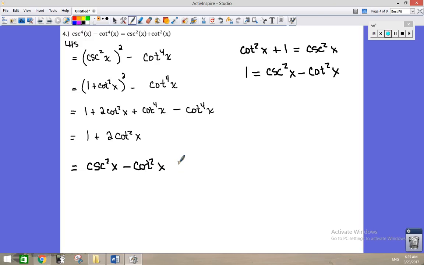That's that 1, and then I have 2 here, and the negative 1 and positive 2, we've got it. We've got cosecant squared of x plus cotangent squared of x, and that is the right-hand side.